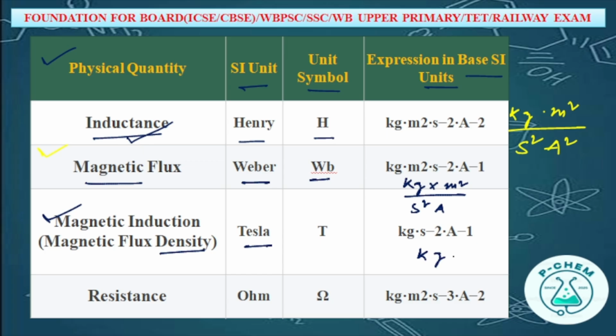Kg by second square ampere. Resistance unit is ohm. Ohm can simultaneously be written, or we can denote it by SI units. Ohm is denoted by kg into meter square by second cube ampere square.